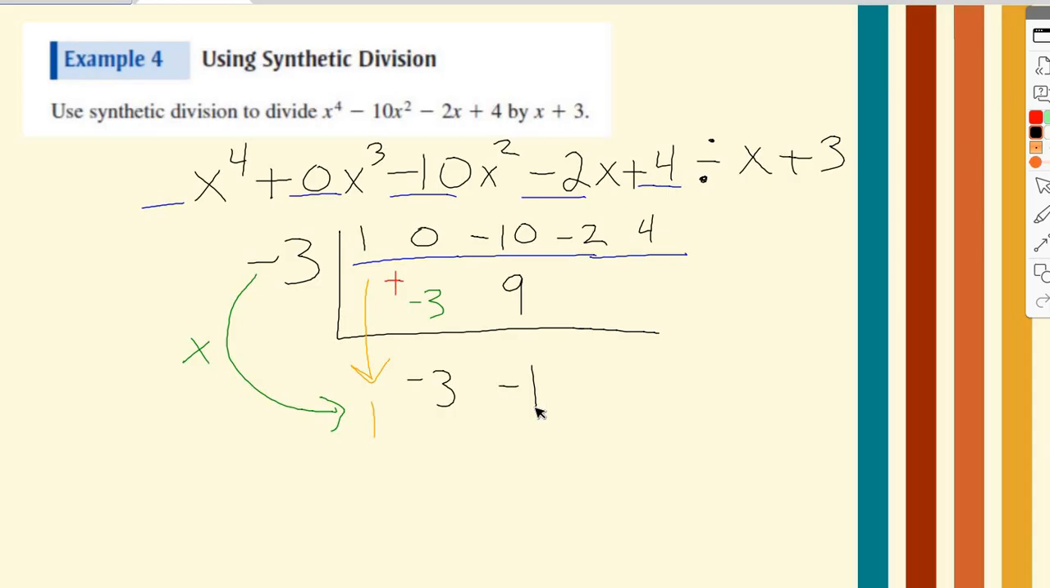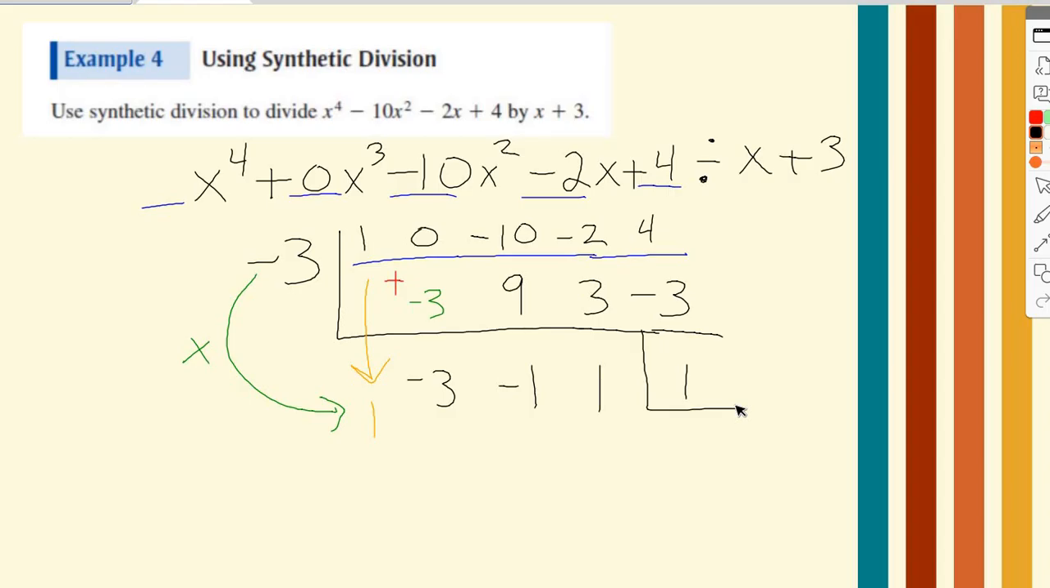-3 times -1 gives us positive 3. -2 plus 3 gives us 1. Lastly, -3 times 1 gives us -3. -3 plus 4 gives us 1. This last number, I'm going to put a box around. That's going to be our remainder.